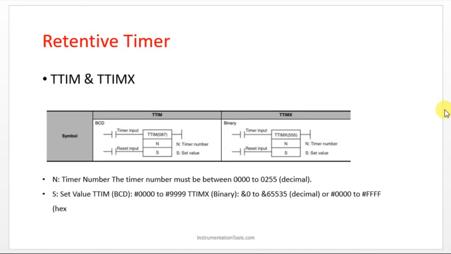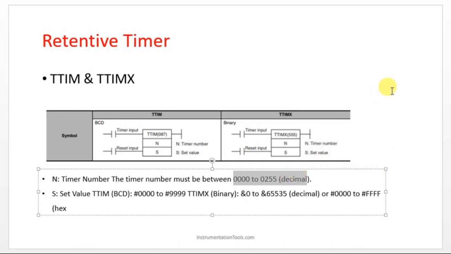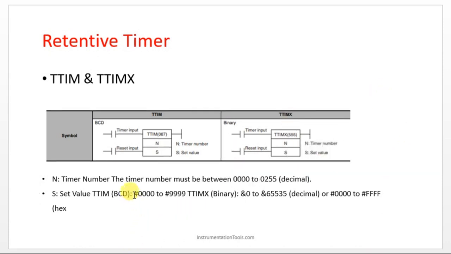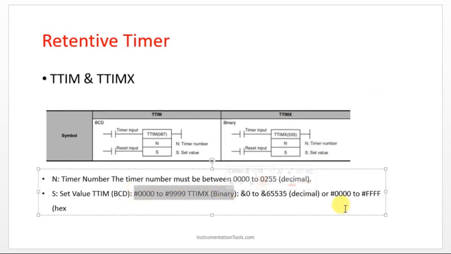So in CX Programmer, we have two types of retentive timers. One is TTIM and the other is TTIMX. Both work the same, but this is a BCD type timer and that is a binary type timer. So here is the timer number, and the timer number must be between these values. And we have a set value range here. For BCD, this is the range, and for binary, this is the range.